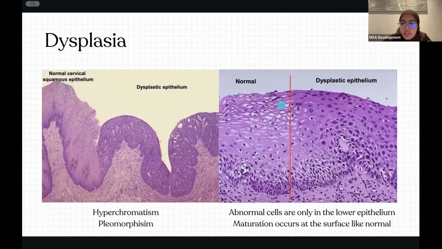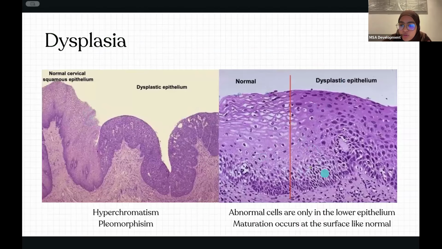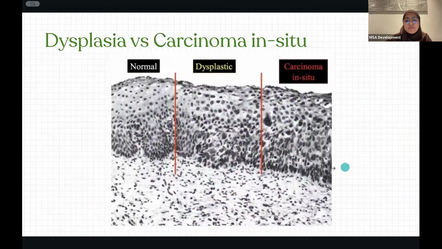The difference between dysplasia and carcinoma in situ is that dysplasia is only in the lower part of the epithelium, right? It didn't affect the top part yet. But when we come to carcinoma in situ, it's the entire thickness of the epithelium. You could see the abnormal cells at the top. You could see the mitotic activity where it's just supposed to be maturation there. The basement membrane is still intact, so it's in situ. It still hasn't crossed to become cancerous yet.